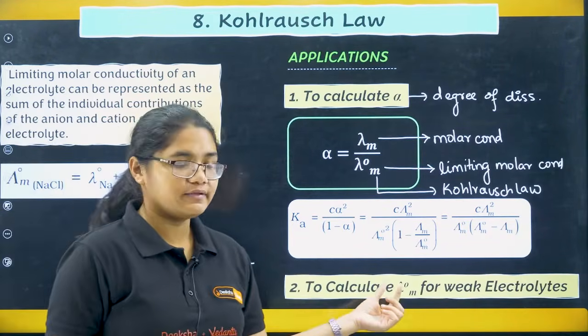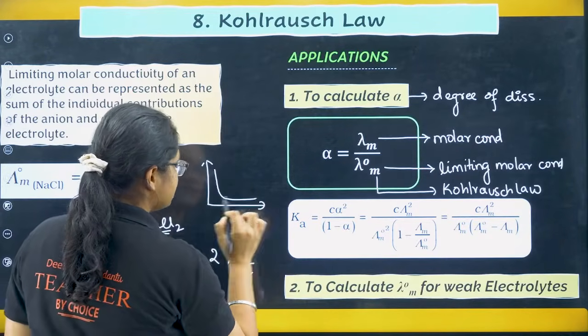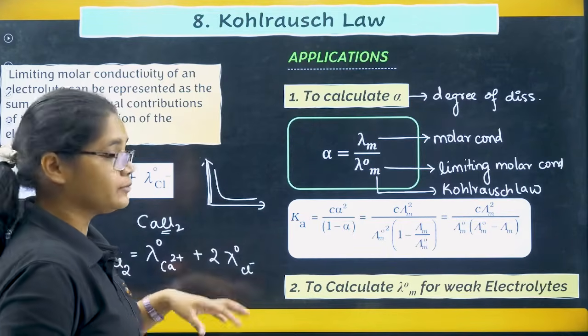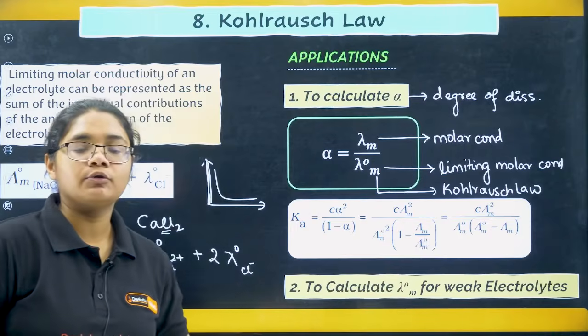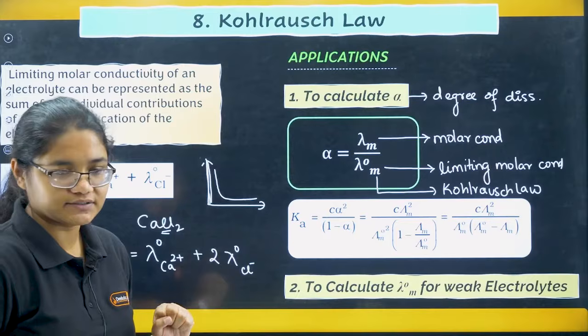So you know that we have seen the graph of molar conductivity for weak electrolytes like this, right? It never touches the y-axis, so we cannot calculate it directly. So we have to use this lambda naught m value to calculate for weak electrolytes. I will show you that in the questions.